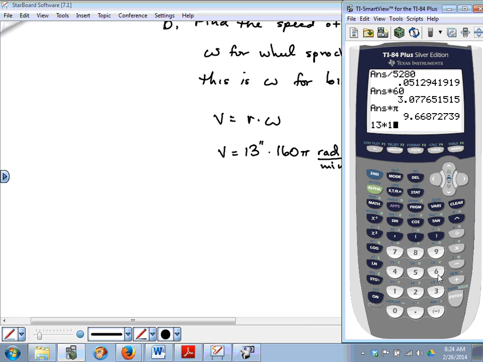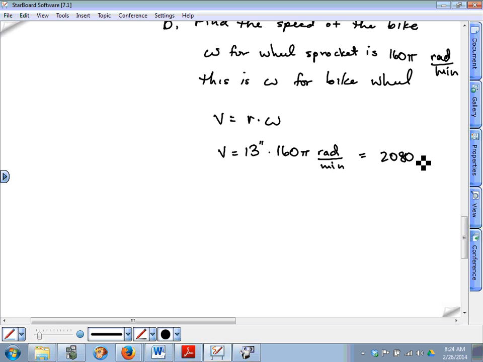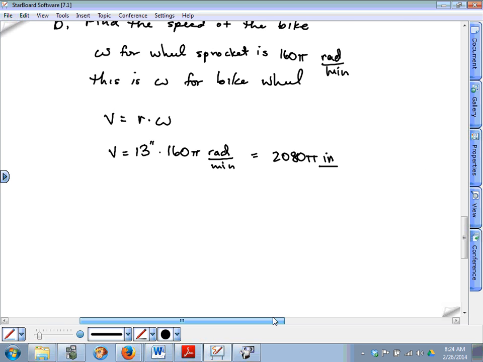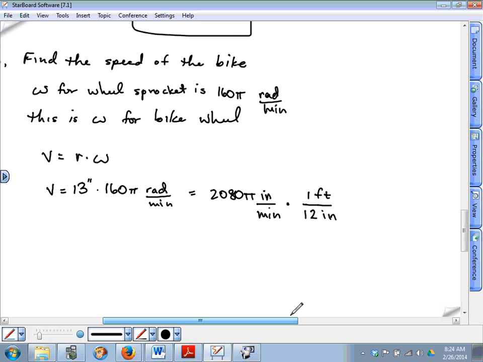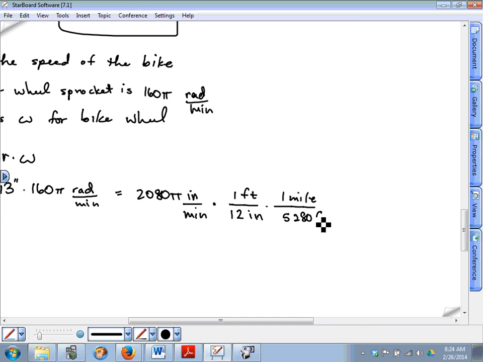13 times 160 is 2,080. So it's 2,080 pi. But we got the same problem here again. It's in inches per minute. So I think this is the same conversion that we did a second ago. So let's do the inches first. 1 foot is 12 inches. And then 1 mile is 5,280 feet. So feet are gone, and inches are gone. And then we have 60 minutes is 1 hour. So now minutes are gone.